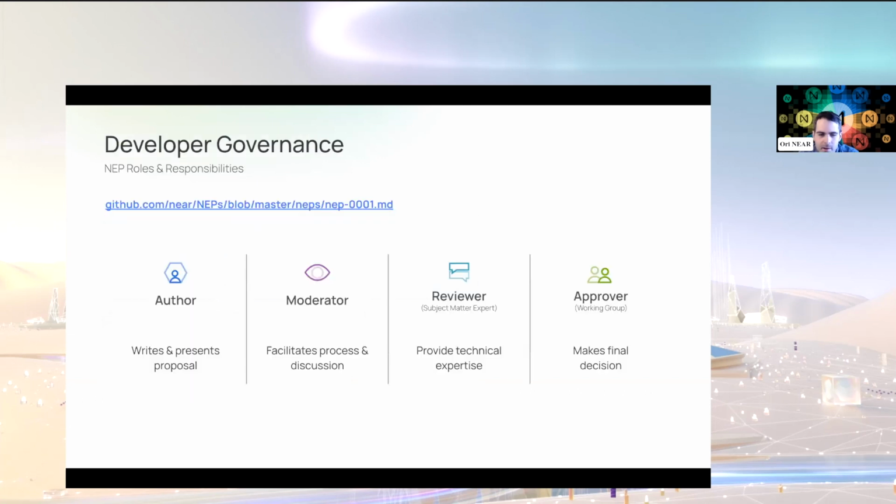So just to highlight the roles that are involved in the NEP process, there are four key ones. First, the author or the champion. This is the person who writes the proposal and moves it forward, presents it to the working group. Then there's the moderator. This is the person who facilitates the process and helps validate that the proposal meets the NEP guidelines and that everything is moving along. The reviewer, subject matter expert, is a person who gets assigned to assess the technical feasibility of the NEP. And then lastly, the approver, working group members, that's the group that makes the ultimate decision.